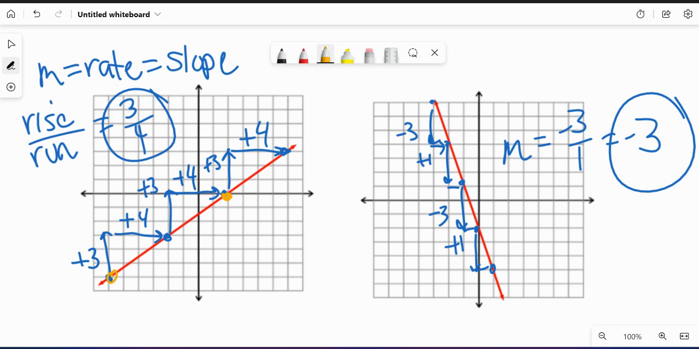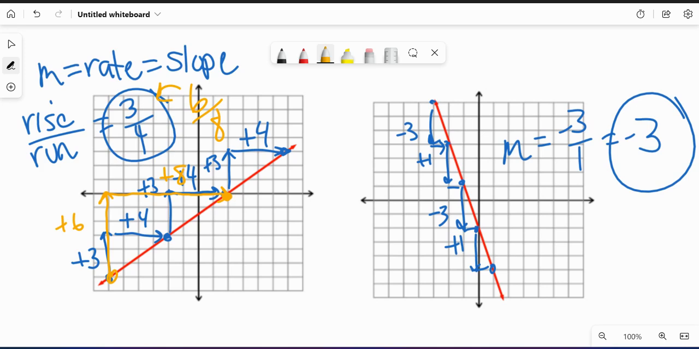This one, I would go up 1, 2, 3, 4, 5, 6, right? This goes up 6, and then it goes right 1, 2, 3, 4, 5, 6, 7, 8. If you notice, 6 over 8 reduces to 3 over 4. So you just have to make sure you reduce at the end.